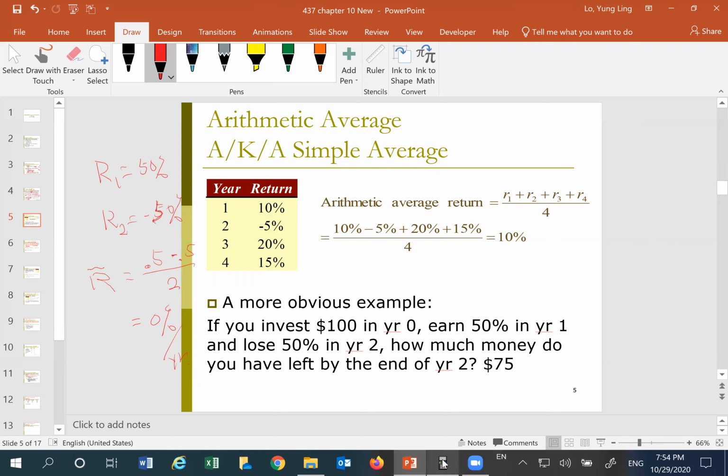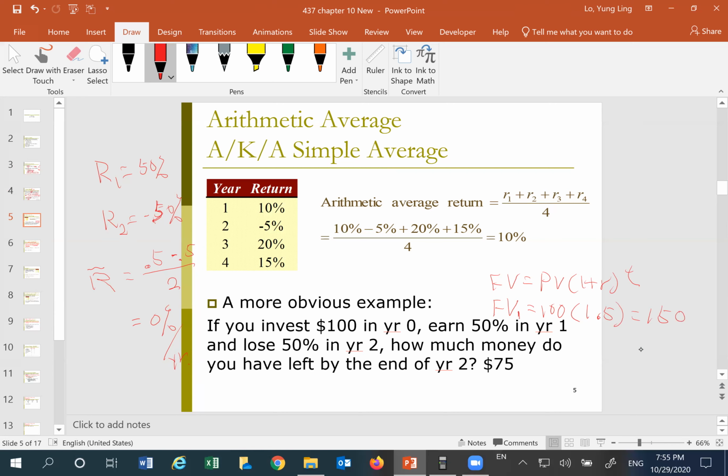Now, just in case you could not figure out what I was saying, how did we end up with the $75 at the end of year 2? We can use what we reviewed at the beginning of chapter 4, the time value of money equation, where future value equals present value times (1 plus r) to the power of t. To calculate future value in year 1, I start with a present value of $100. I multiply by 1 plus R1, which is 50%, so 1.5. That gives me $150 by the end of year 1.